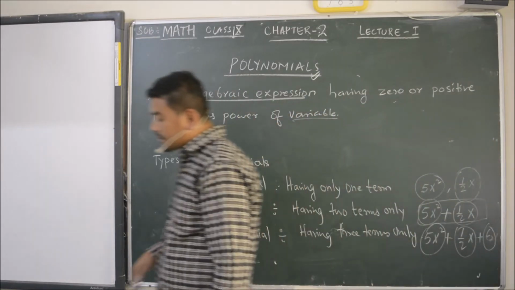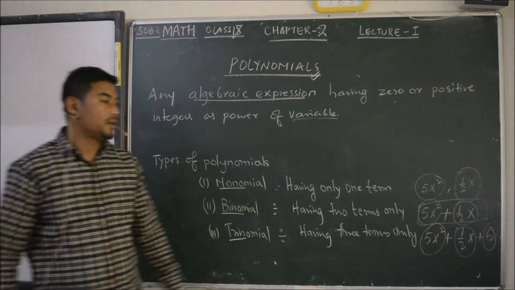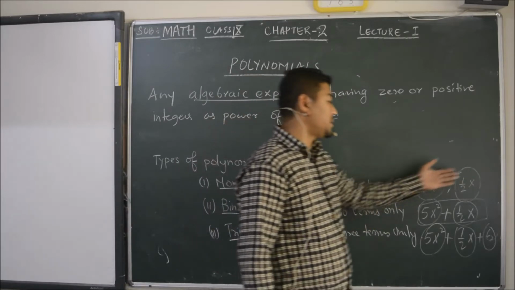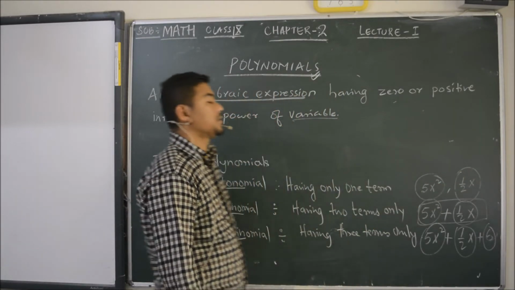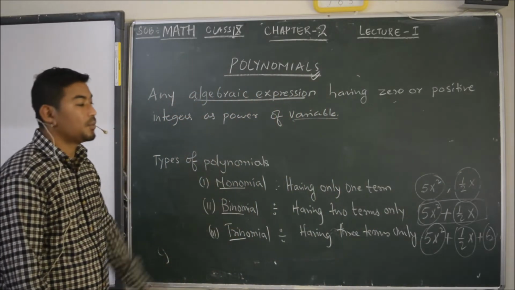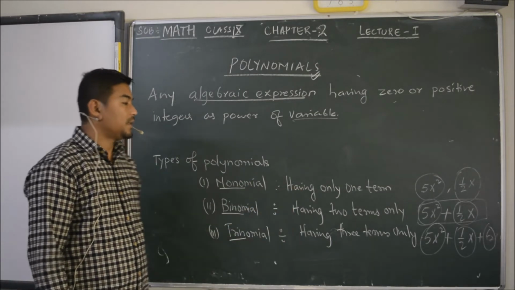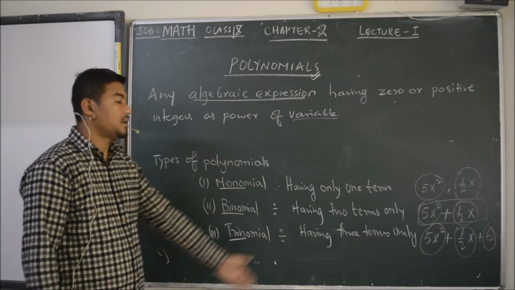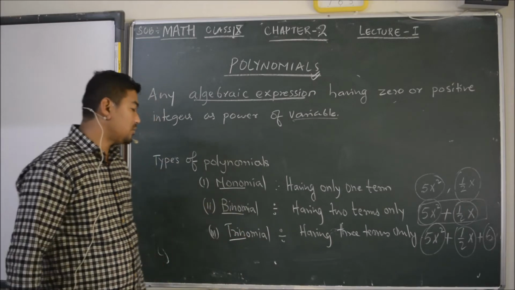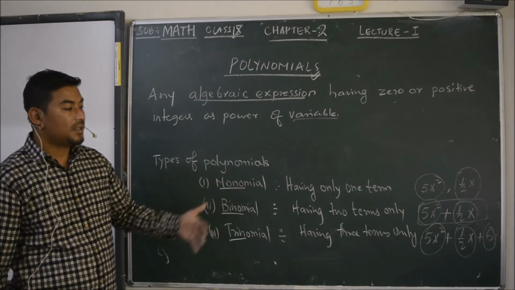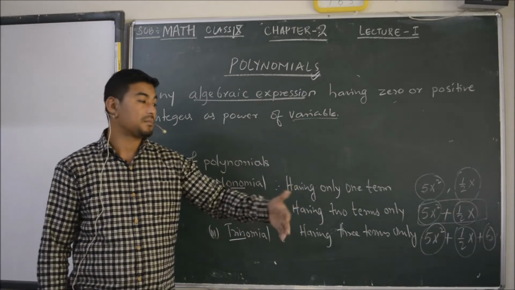Now this is the basic classification of polynomials. We classify polynomials on the basis of the number of terms. If it is one, monomial. Two terms in a polynomial, binomial. Three terms in a given polynomial, trinomial. Similarly, it may have four terms, five terms, six terms.